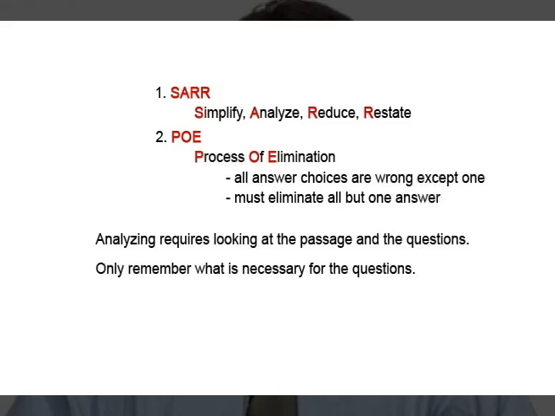And also analyzing each answer choice. Each answer choice, like I said, is critically important because each one of them is wrong. They're all distractors except one, and there's a particular reason why each one is wrong. And so you're analyzing both the information in the passage, you're analyzing the question stem, and you're analyzing the answer choices. Okay, let's talk about some helpful hints in doing the SARing: simplifying, analyzing, reducing, and restating.